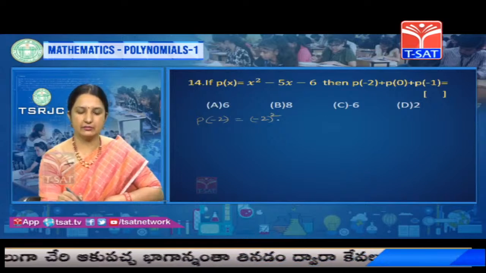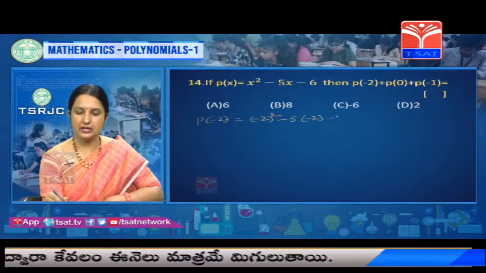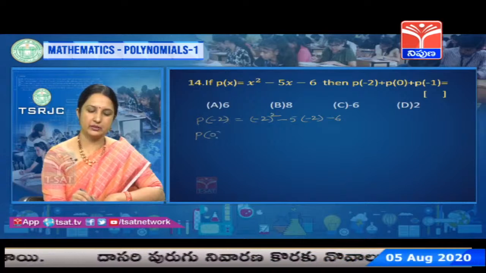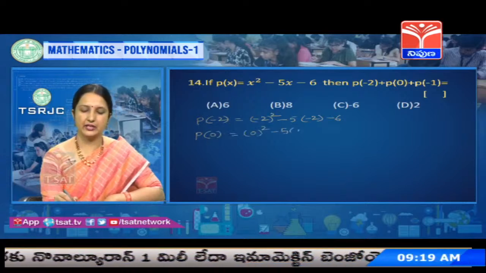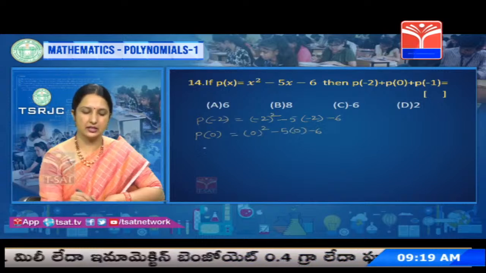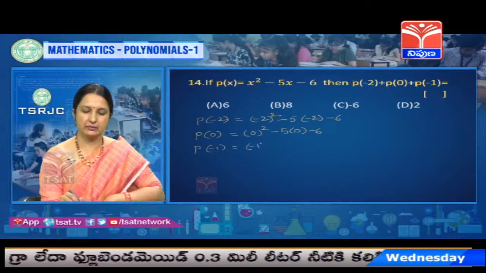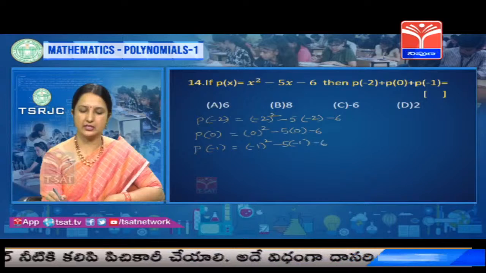Minus 2 whole square minus 5 into minus 2 minus 6. Then next, P of 0. That means in the place of x you write 0. 0 square minus 5 into 0 minus 6. Then next, P of minus 1. In the place of x you write minus 1 whole square minus 5 into minus 1 minus 6.